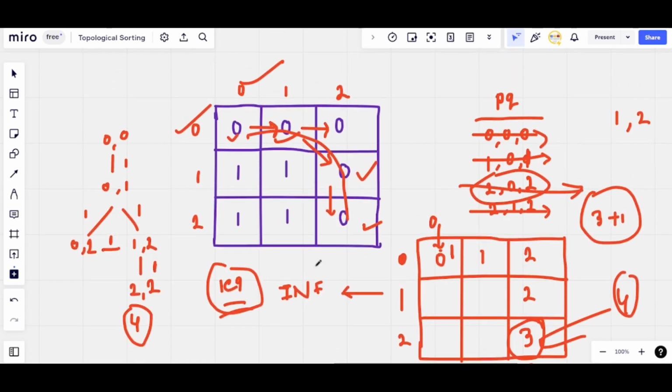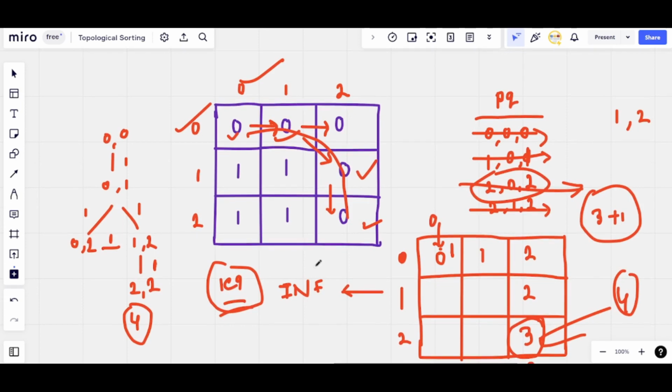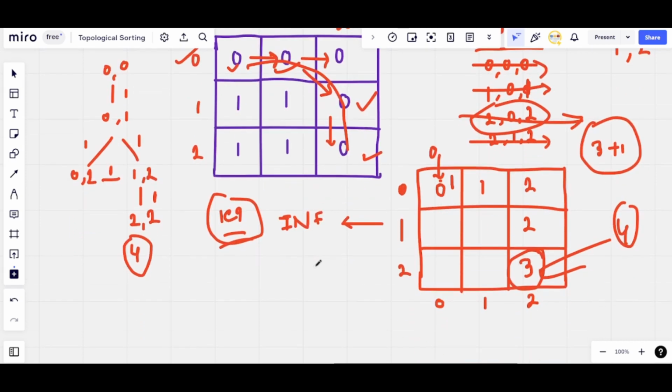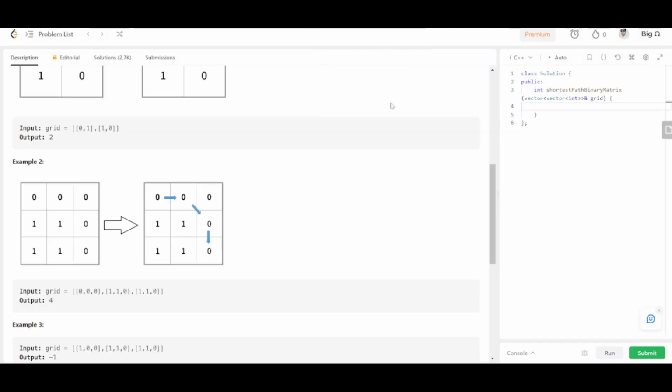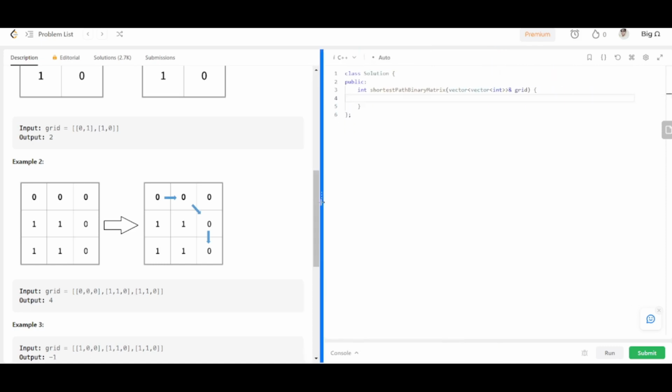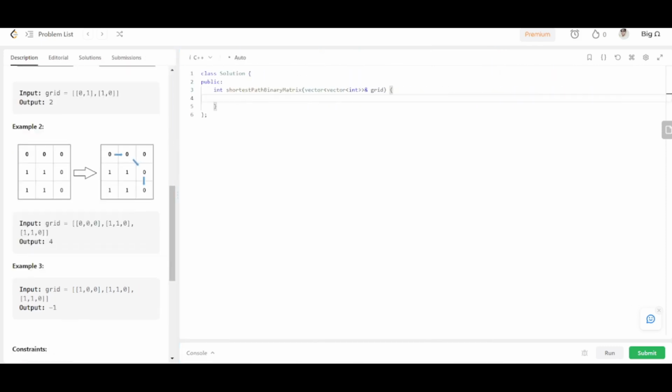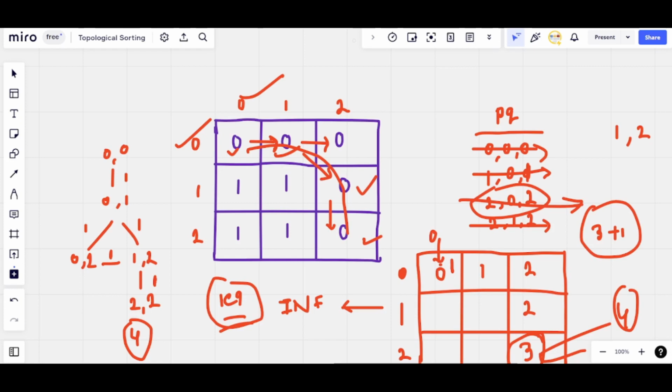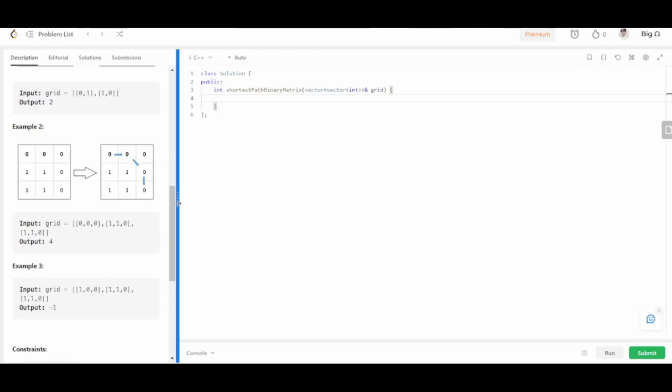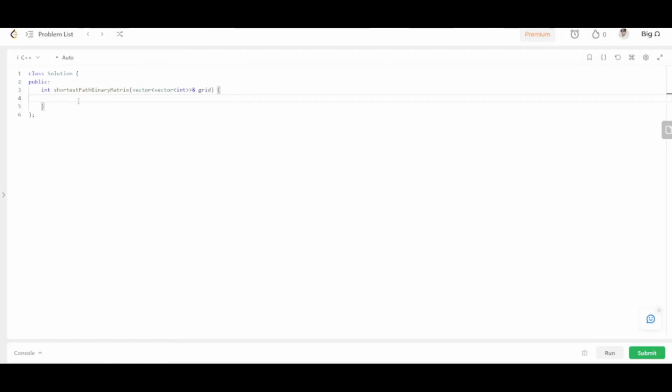So that's how we solve this problem, the standard Dijkstra algorithm. So let's just implement it. If you have watched the previous video, then you would easily figure out the problem. So let's code it up. Okay, so this is the shortest path binary matrix function. It takes in this grid.